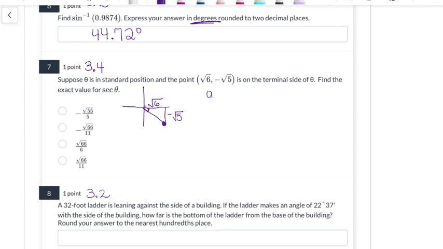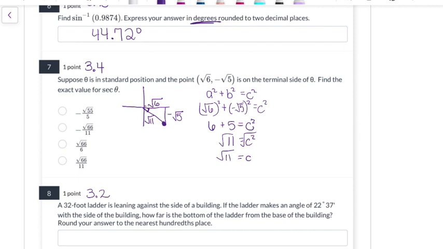To find the hypotenuse, I'm going to use the Pythagorean Theorem. Square root of 6 squared plus negative square root of 5 squared equals c squared. The square roots and squares cancel, so that's 6. When I square something, it's positive, so that's just 5. If you don't know that, type it in your calculator. 6 plus 5 is 11 equals c squared. I need to get c by itself, so the hypotenuse is square root of 11.